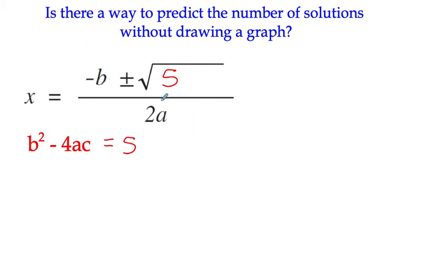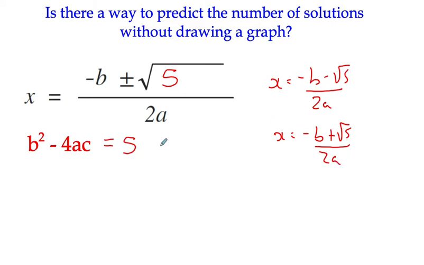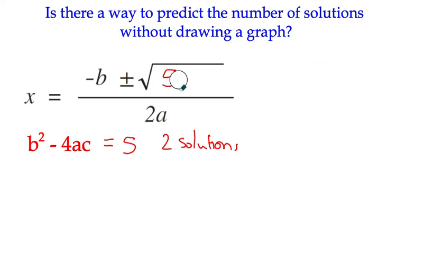So if the number under the square root is 5, or even 10, or 2, or 1, then we'll get two solutions because we'll be able to split up the quadratic formula into x equals negative b minus the square root of 5 over 2a, and we'll also have x equals negative b plus the square root of 5 over 2a. We definitely get two solutions. So basically, as long as this number under here is positive, we're likely to get two solutions.